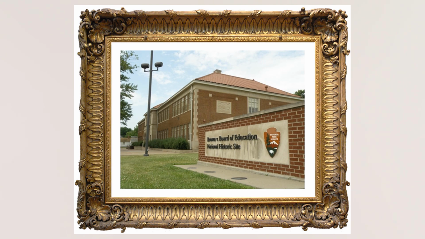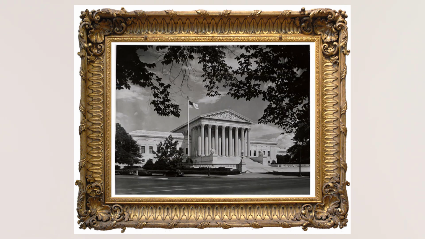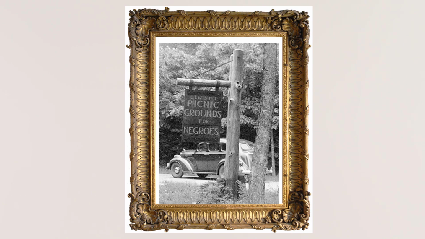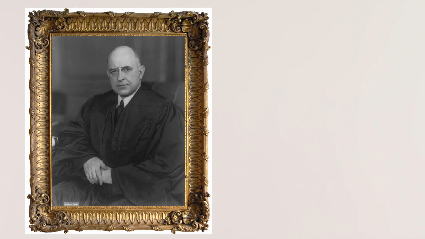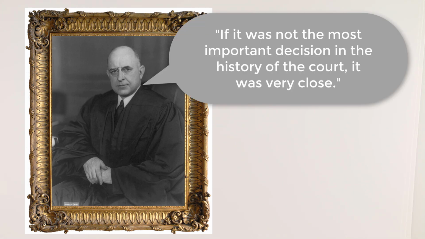Brown v. the Board of Education opened the door for many more court cases dealing with equal rights. It established a precedent for the court to strike down segregation in public parks, beaches, playgrounds, and elsewhere. This case is noted as one of the most important in United States history. In fact, one of the Supreme Court justices on the case, Stanley Reed, once said, "If it was not the most important decision in the history of the court, it was very close."